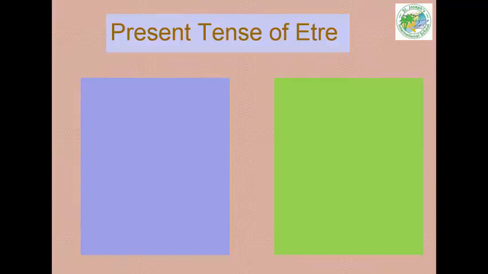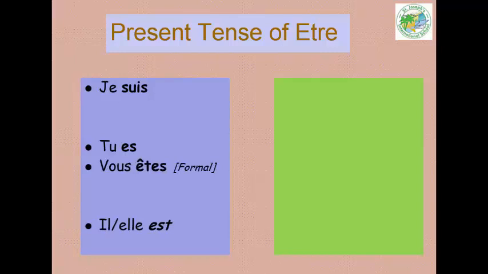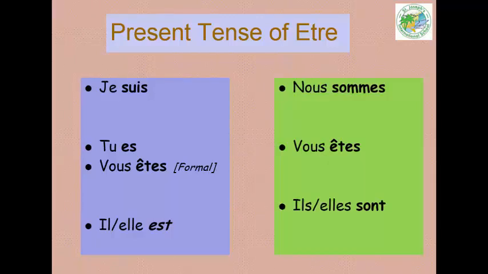The present tense of être. Okay, je suis, tu es, vous êtes, il est, elle est. Nous sommes, vous êtes, ils sont, elles sont. Je suis, as you know, it means I am. Tu es, you are, you're talking to someone. Vous êtes, you're talking to someone also, but here it's formal language. You're talking to an older person, you have to show him some respect. So instead of saying tu, you say vous, because tu, you use it with friends, someone who is a friend of yours or younger than you. But vous êtes, use it with the family and with the teachers and the unknown person for you.